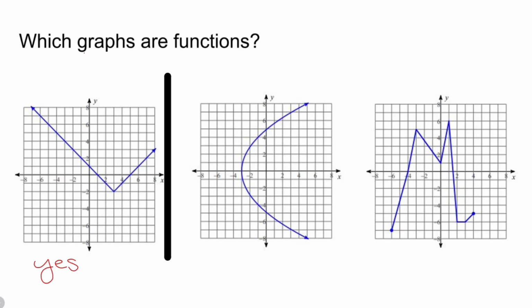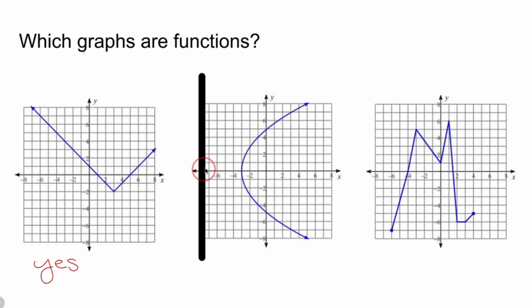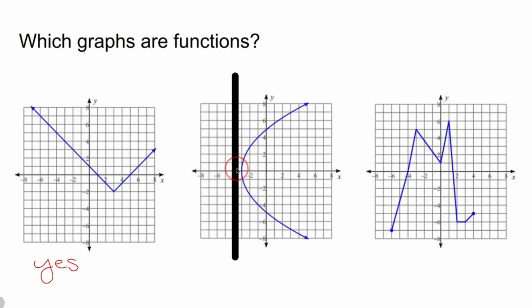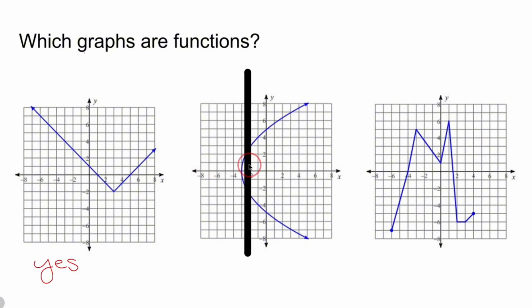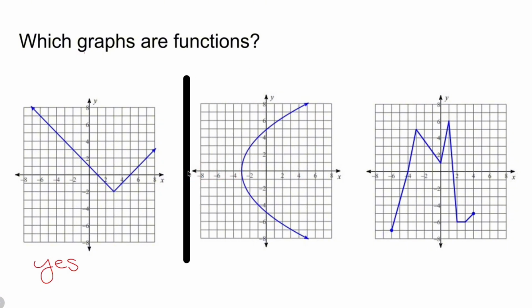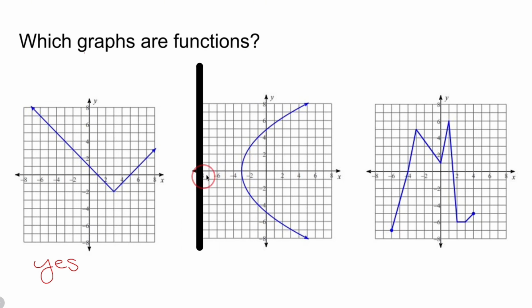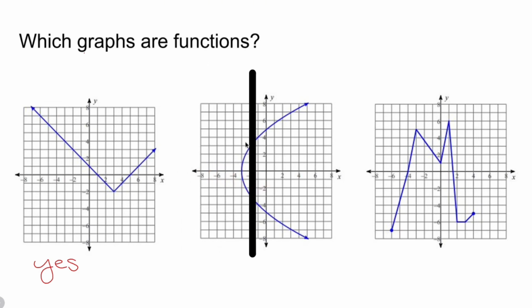So that means it passes the vertical line test, and yes, this is a function. Now let's do it again. You see, nothing, nothing, nothing. Beep, beep, beep. Now, if I were to put my line over here, it would be beeping because this line is hitting the graph at one and two spots. So this fails the vertical line test, which means it's not a function.